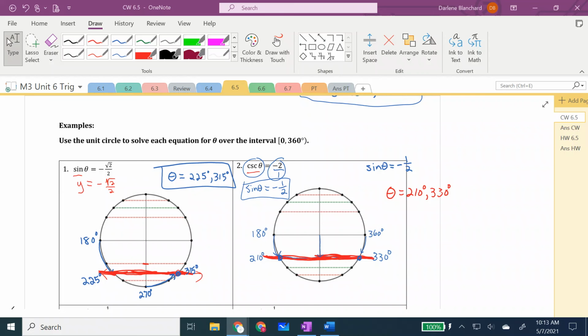Examples with using the unit circle to figure out the angles, and specifically the angles between 0 and 360 degrees. Make sure that you are clear that with the round bracket, 360 is not one of the possible answers. With the square bracket, 0 is one of the possible answers, and that allows for every point around the circle to be representative of one particular angle as we go around the circle one time.